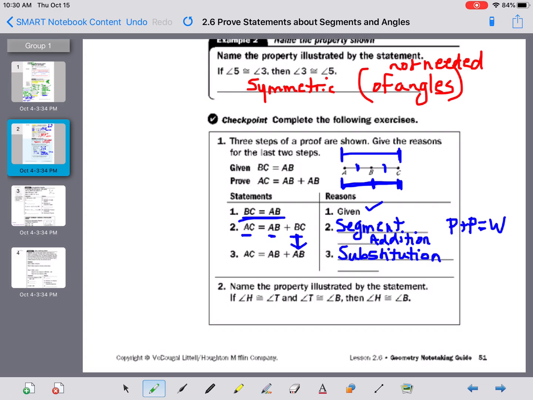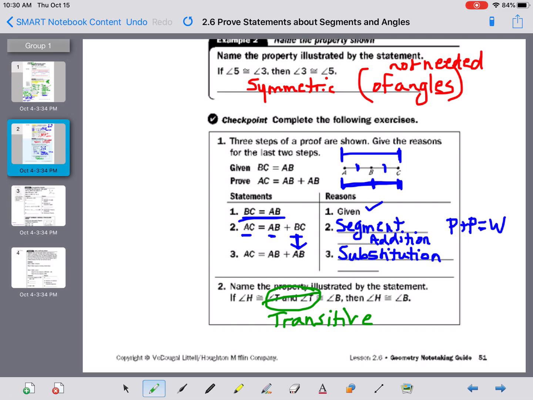Well, it looks like 2 things were equal to the same thing. We shortened that chain up and made angle H congruent to angle B. It is like the law of syllogisms, right? But for the properties, we call this the transitive property. Where they both equal the same thing, so now they equal each other. That's the transitive property. Now, somebody has asked me before, well, can I put substitution? And to be honest, yes, you can, because it is substitution as well.